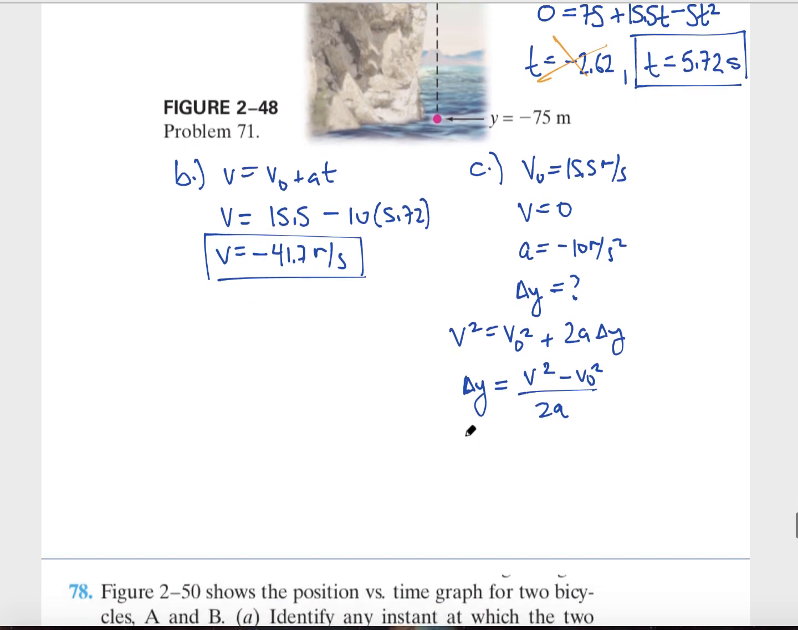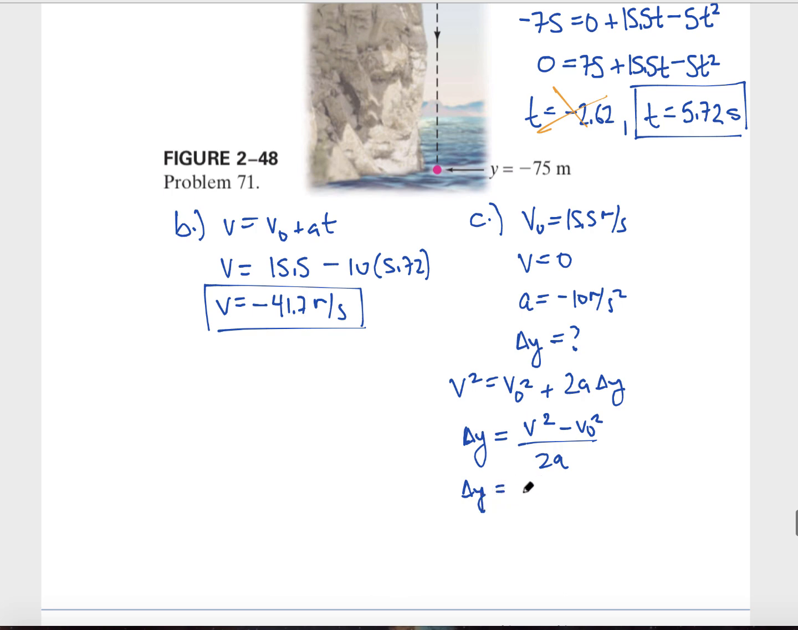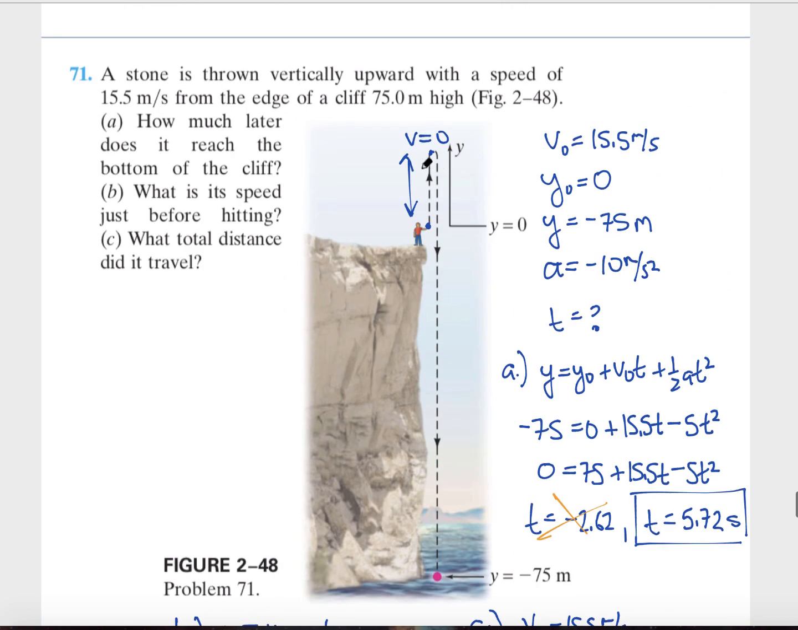Substitution here is going to give us 0 minus 15.5 squared over 2 times negative 10. And so that height that we go up, we're going to round to 12 meters. I'm just going to circle it instead of box it, because that means this distance that we go up is 12 meters.